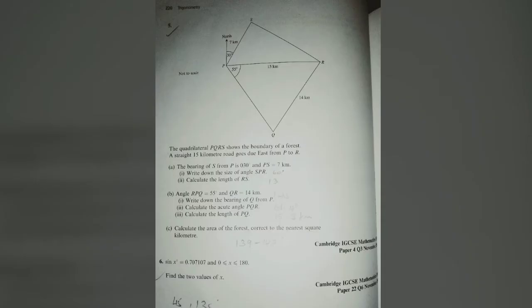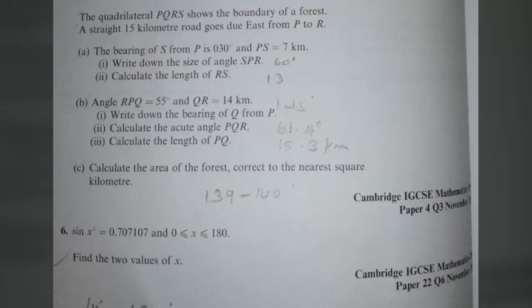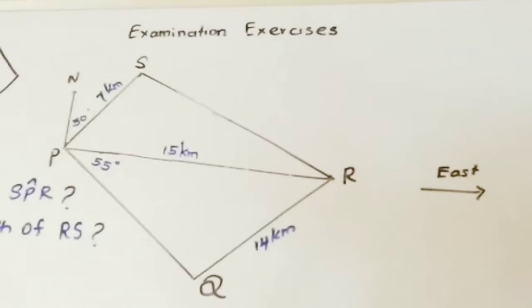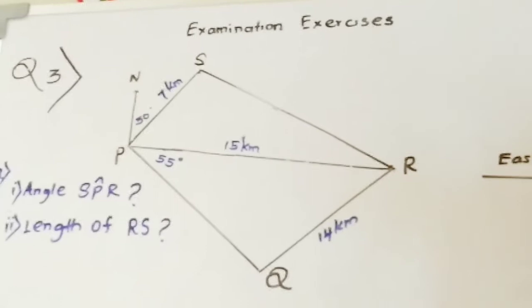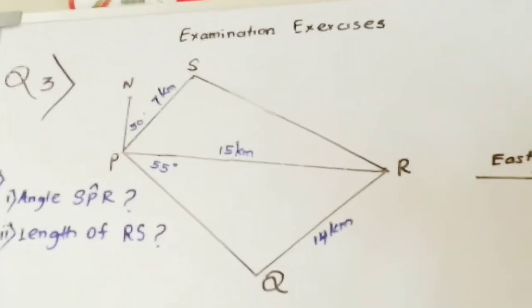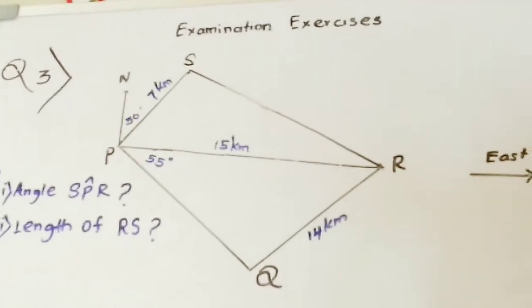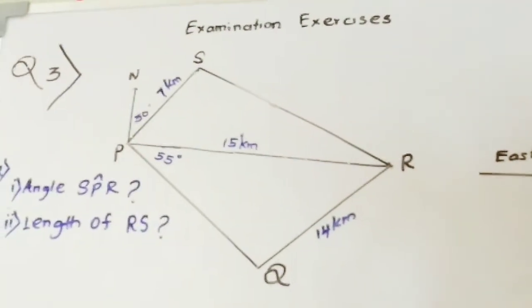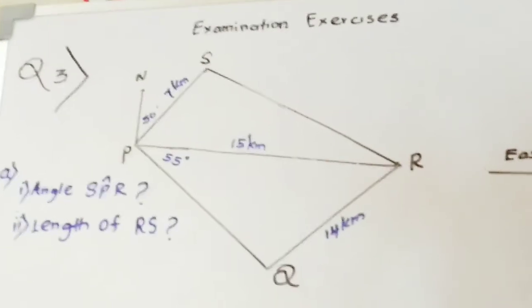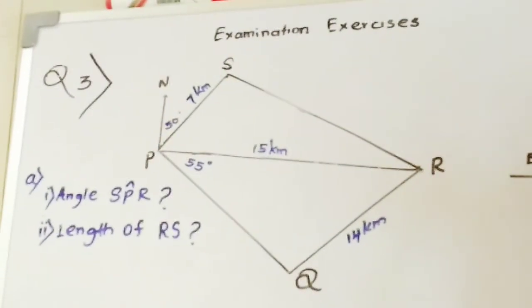Hello children, today I came with two more examination questions. Already we did two questions, this is our third examination question. In that A part, the first question is find the angle SPR. The second question is find the length of RS.